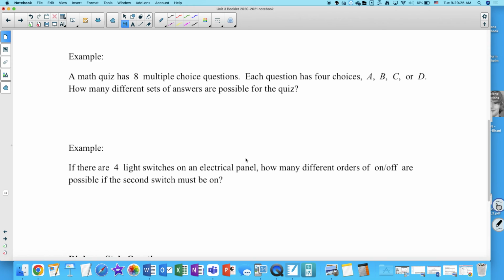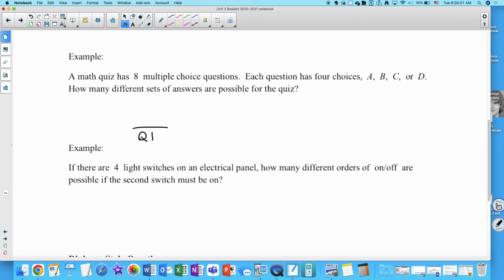So let's say you are filling out this quiz. How many different choices do you have to make? Not 4. It has 8 multiple choice questions. How many decisions are you going to make on that quiz? 8. You got to pick A, B, C, or D for all 8 questions. Does that make sense? Yes? No?